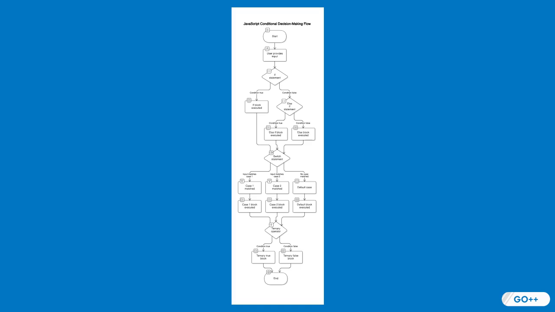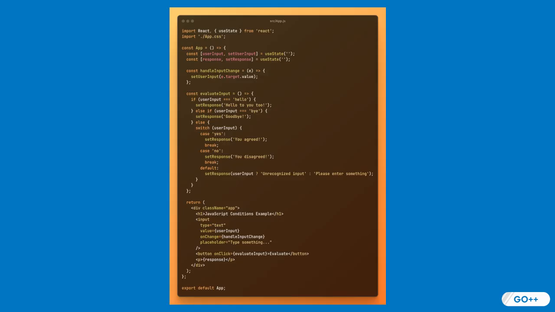It's perfect for inline conditions where you want to assign a value based on a condition being true or false. It's concise and improves code readability. Let's take a look at a practical example to see JavaScript conditions in action. We'll be working with a simple React application that demonstrates various conditional constructs.